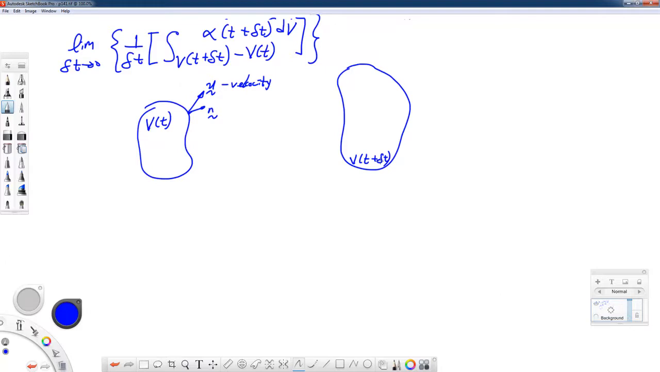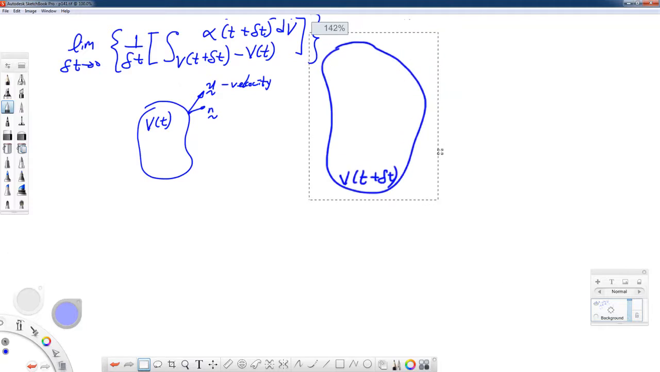Now I'm going to try to copy both of these, and we're going to place one on top of the other. Let's see if I can do that. Probably should have made this one a little bit bigger. Tell you what, let me just do this.